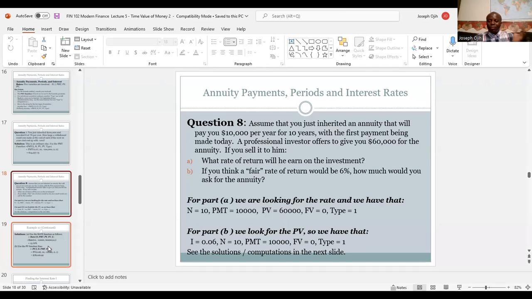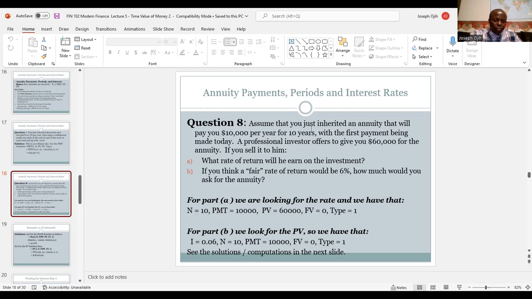Okay, let's look at number 8. This is a kind of investment. Assume that you inherited an annuity that will pay you $10,000 a year for 10 years, with the first payment being made today. That means it is an annuity due. A professional investor wants to buy the annuity from you for $60,000. If you sell it to him, what is the rate of return he will earn? And if you think a fair rate of return is 6%, how much would you offer him, or ask for the annuity?